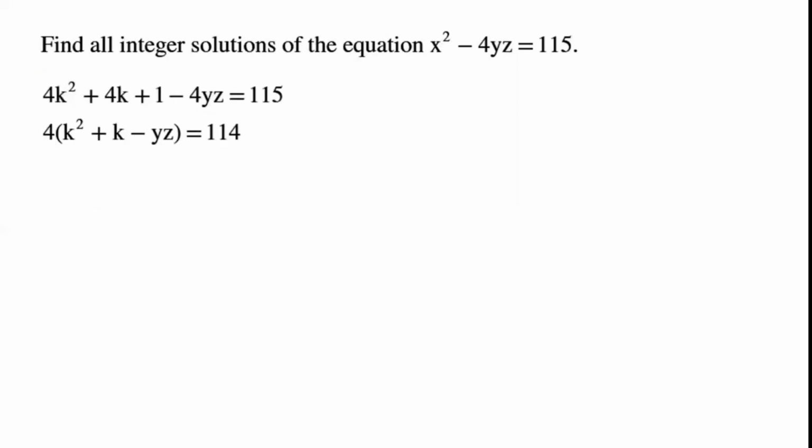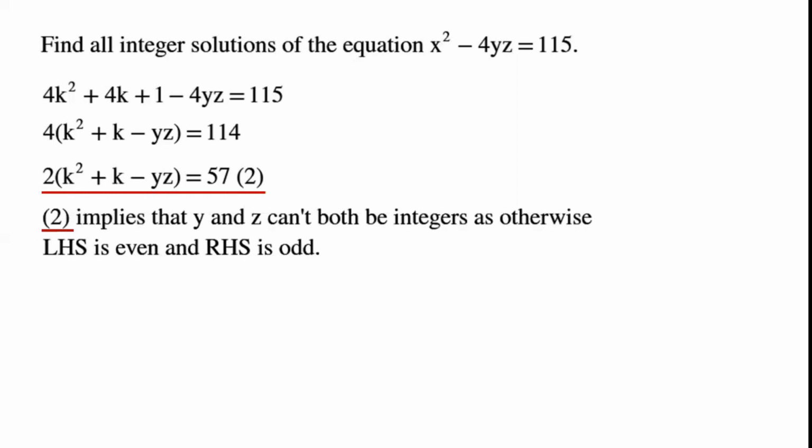By rearranging the equation and factorizing, we can now write 4 times (k squared plus k minus yz) equals 114. By dividing both sides of the equation by 2, we can now write 2 times (k squared plus k minus yz) equals 57.